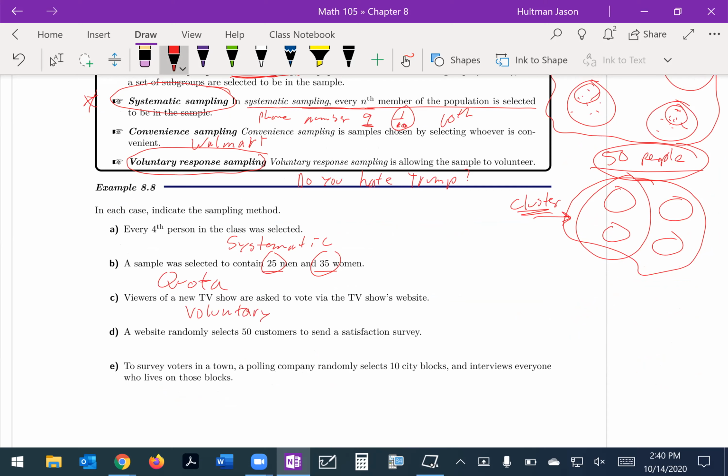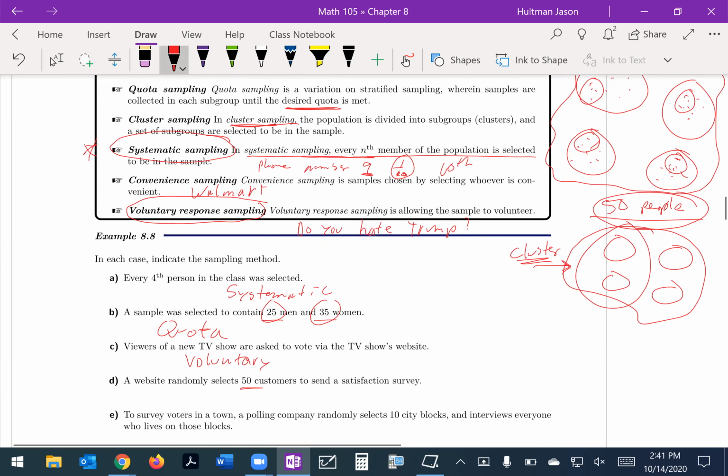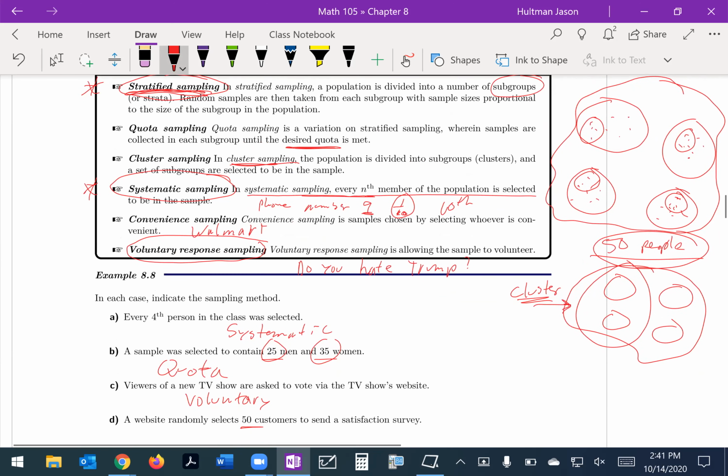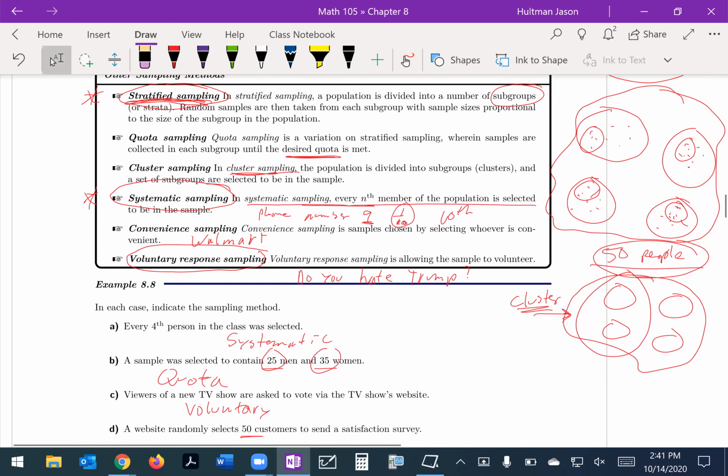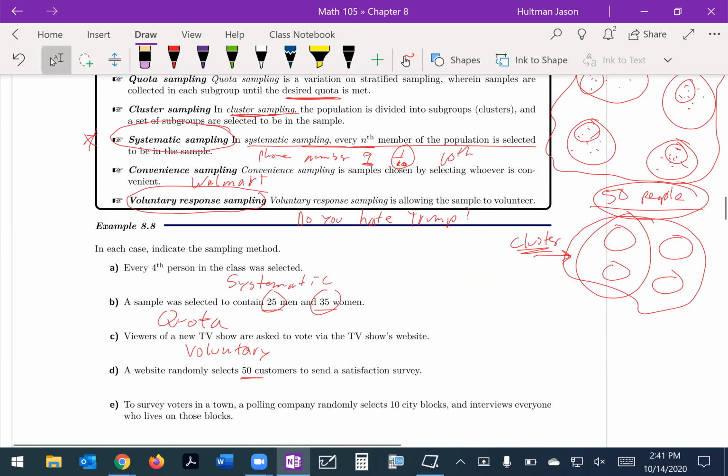A website randomly selects 50 customers to send a satisfaction survey to. Random samples are taken. So what is this one going to be? A website randomly selects 50 customers. What did I put down for this one? I don't know if it's convenience sampling or, this one's kind of hard. This is just a random sample, is really what it is. It's just a random sample.